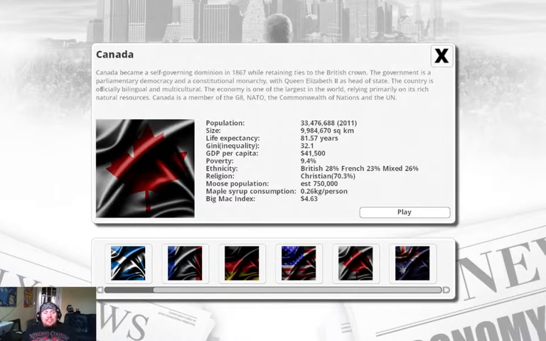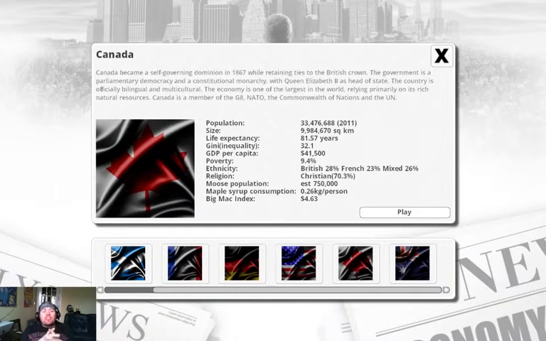So, Canada. Canada became a self-governing dominion in 1867 while retaining ties to the British Crown. The government is a parliamentary democracy, a constitutional monarchy with Queen Elizabeth II as the head of state. That's the British Queen. The country is officially bilingual and multicultural. The economy is one of the largest in the world, relying primarily on its rich natural resources. Canada is a member of the G8, NATO and the Commonwealth of Nations, as well as the UN.